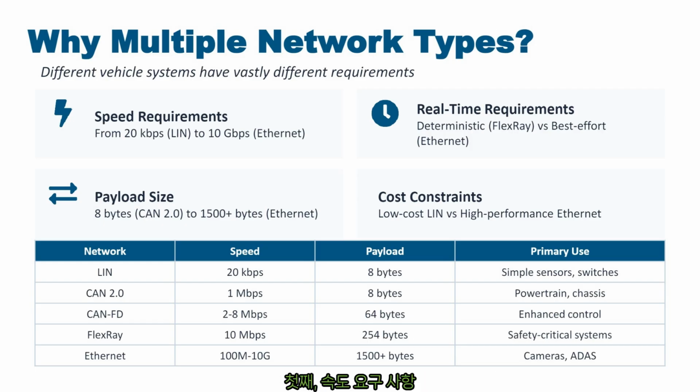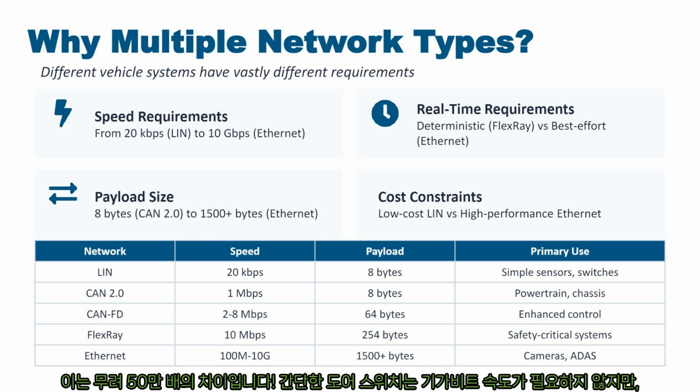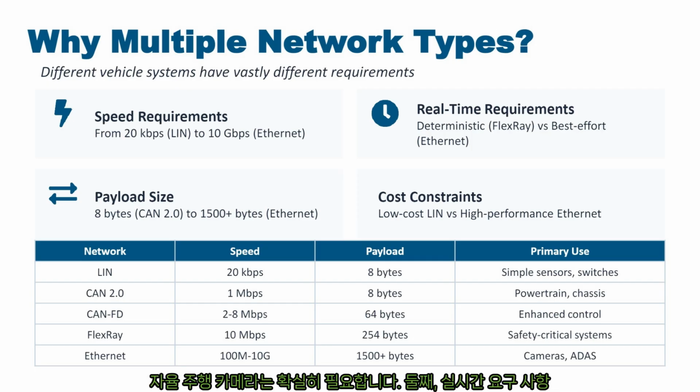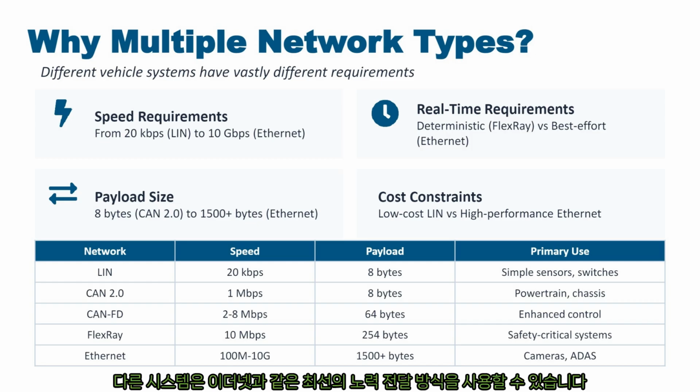First, speed requirements. Look at this range from 20 kilobits per second for LIN all the way up to 10 gigabits per second for Ethernet. That's a difference of 500,000 times. A simple door switch doesn't need gigabit speeds, but an autonomous driving camera definitely does. Second, real-time requirements. Some systems need deterministic timing, like FlexRay, where you know exactly when a message will arrive. Other systems can use best effort delivery, like Ethernet, where timing is more flexible, but you get much higher bandwidth.